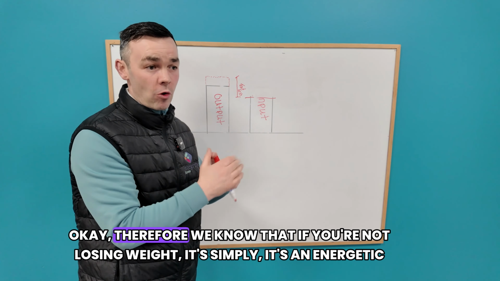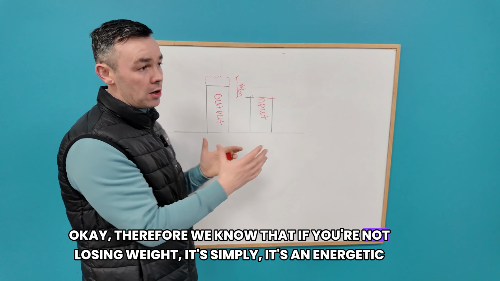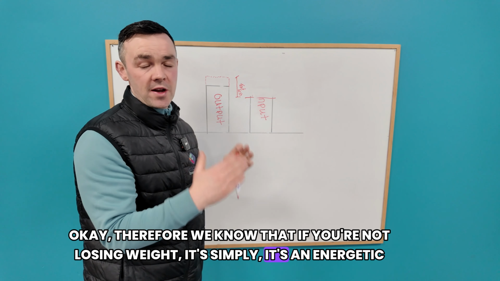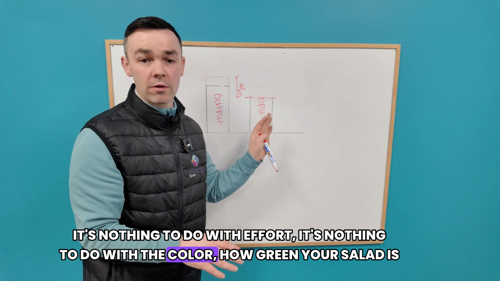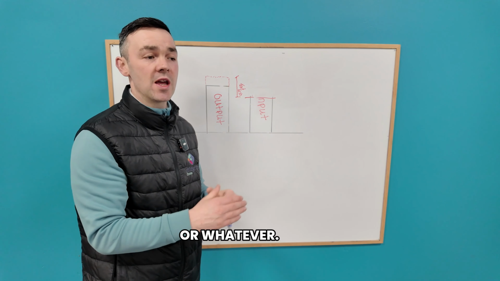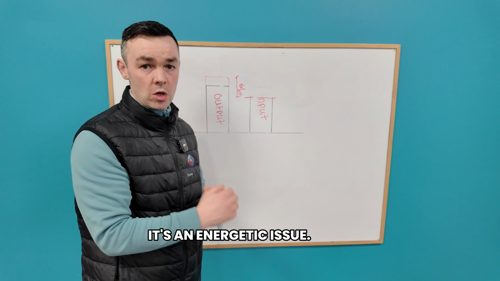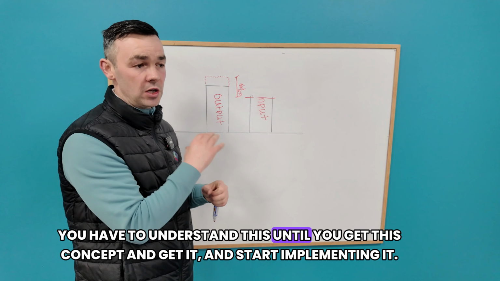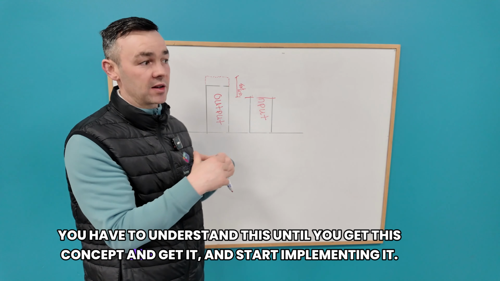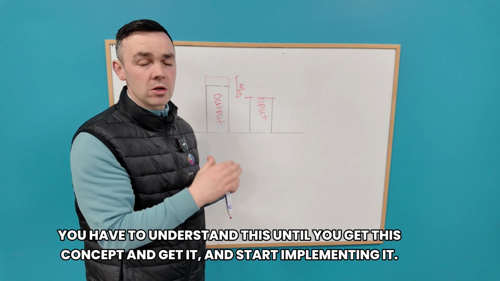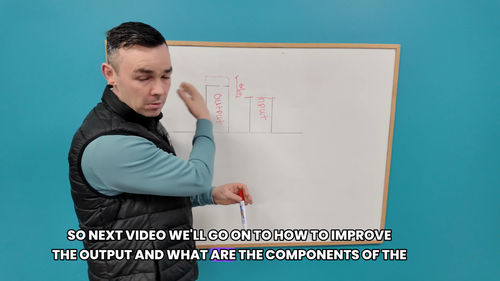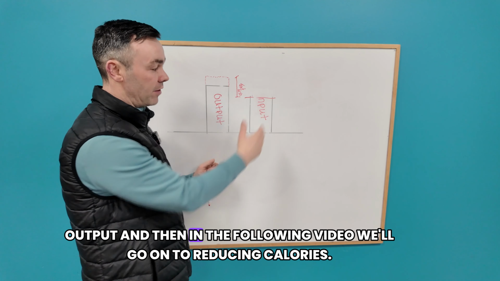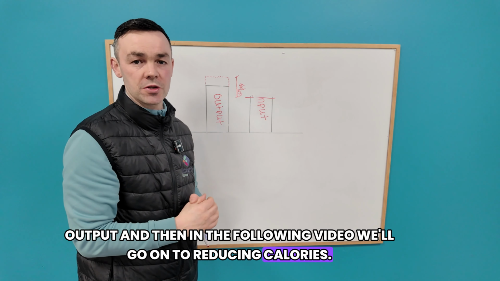Okay, so therefore we know that if you're not losing weight, it's an energetic issue. It's nothing to do with effort. It's nothing to do with the colour, how green your salad is or whatever. It's an energetic issue. You have to understand this. Until you get this concept and start implementing it, you're going nowhere fast. So next video, we'll go on to how to improve the output and what are the components of the output. And then in the following video, we'll go on to reducing calories. Hope this helps.